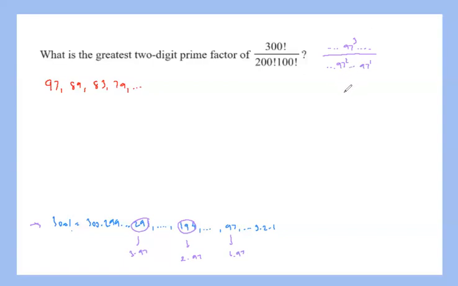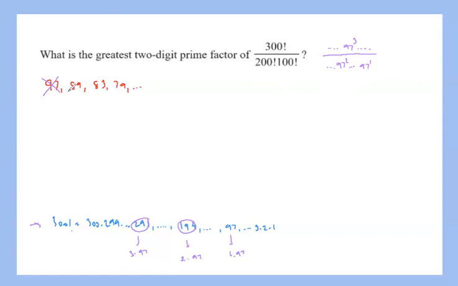So all these 97s will cancel, which means 97 will not be a factor of this division, because we have only 3 in the numerator and 3 in the denominator, so they cancel each other. So 97 is not going to be there anymore. And this is not special, actually.